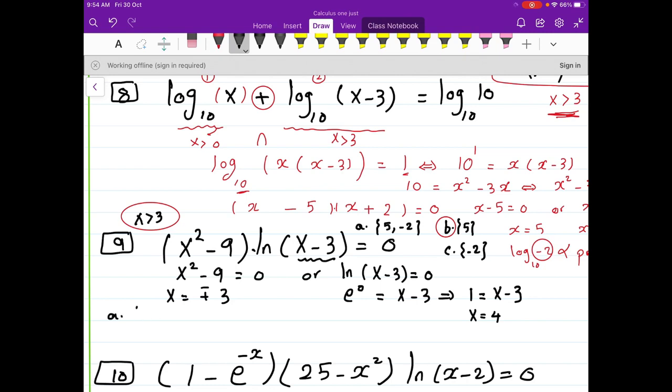If you write A: plus or minus 3, 4, B: 4, C... Which one can you choose? We choose B only. Why? Since any value of x must belong to this interval.